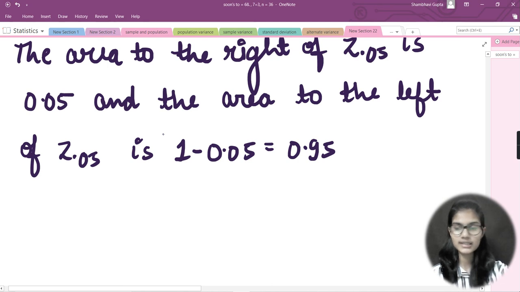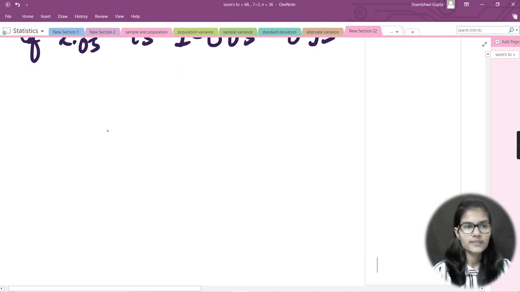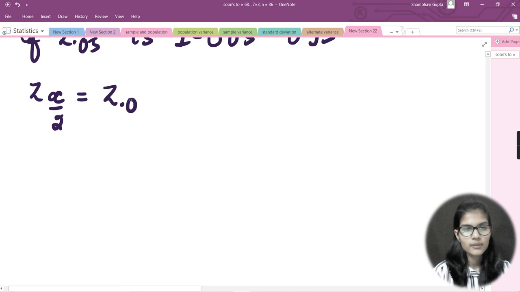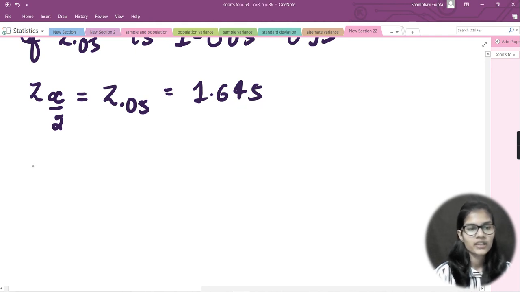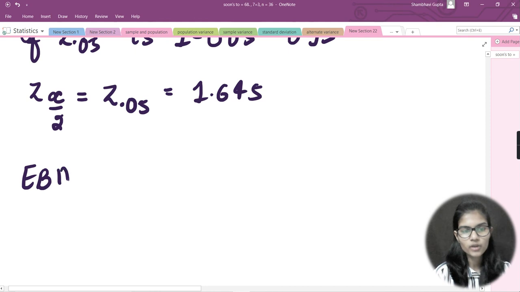Now, what are the things that I can calculate and estimate from here? I can write z of alpha by 2 is equal to z of 0.05, which is equal to 1.645. Now you can calculate this and find out this value, and from here I can find out the proper EBM.